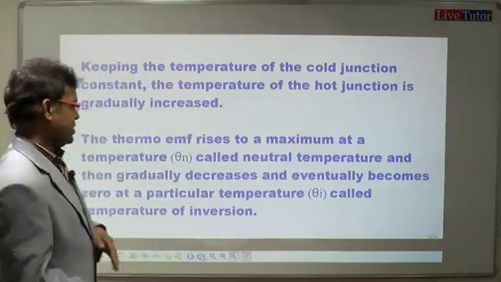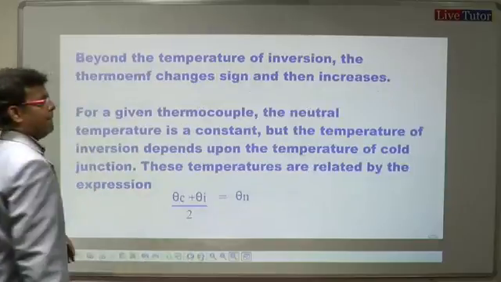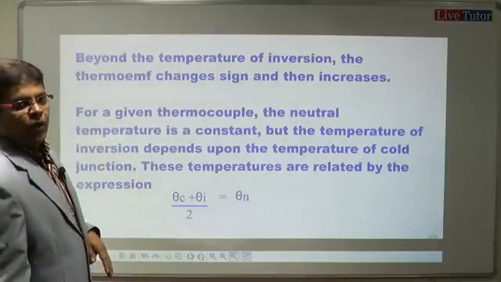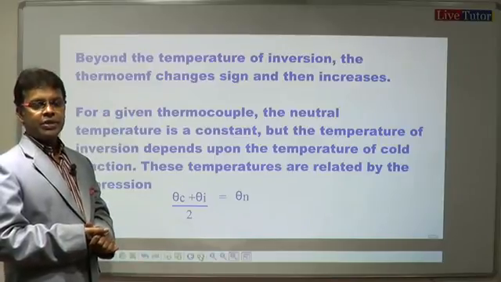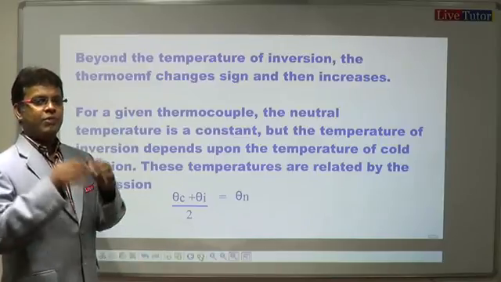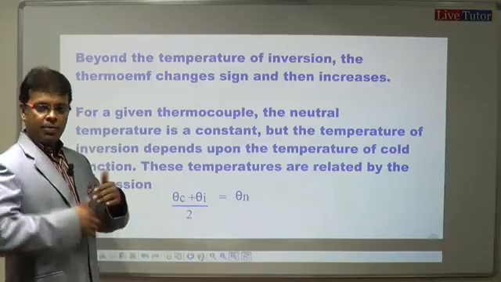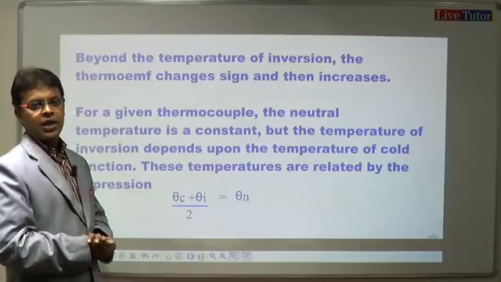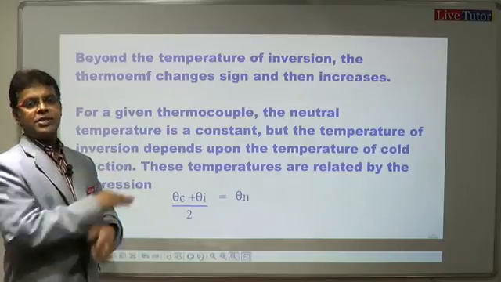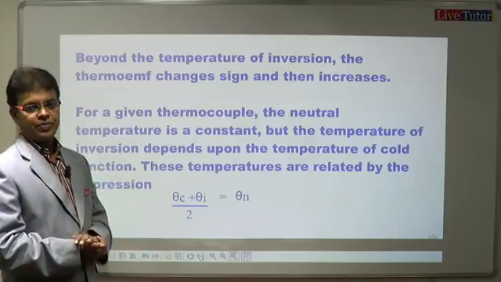இந்த ரெண்டு 3 mark questions ஈஸியா ஆன்சர் பண்ணலாம். Okay? Now beyond the temperature of inversion என்ன ஆகும்? அப்ப temperature of inversion போது என்ன ஆகுது? thermo EMF 0 ஆயிடுது. அப்போ அதுக்கு அப்புறமும் என்ன ஆகும்? temperature increase பண்ணிட்டே இருக்காங்க hot junctionல. என்ன சொல்றாங்க? The thermo EMF changes the sign and then increases.